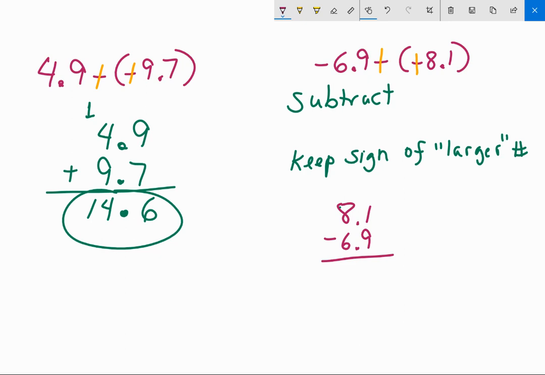Now you do have to borrow here. Borrow from the 8, make that an 11 minus 9, which is 2. We borrowed, so we have to make that a 7. 7 minus 6 is 1. So we get 1.2. We kept our decimal points lined up. Now we need to keep the sign of the bigger number. 8.1 and 6.9. There's more 8.1, so the 8.1 is the positive. So the answer is a positive 1.2.